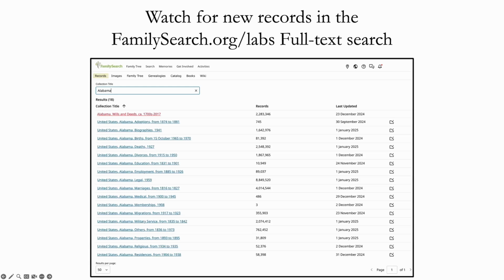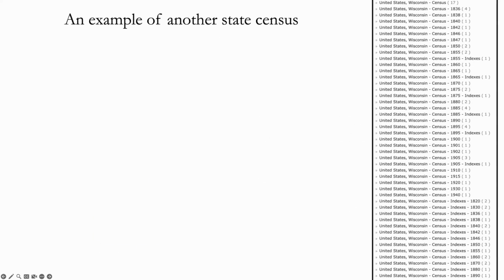This is a major, major, major advancement, where we can now do name searches, place searches, all sorts of things, and come up with a variety of records. And the research response may be great. So here's another list of state census records.